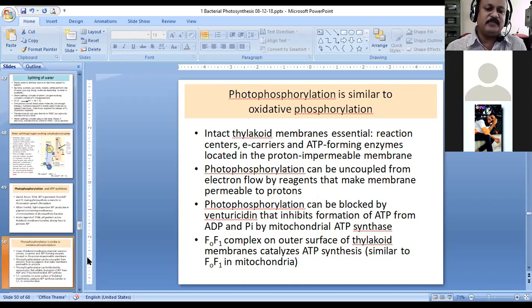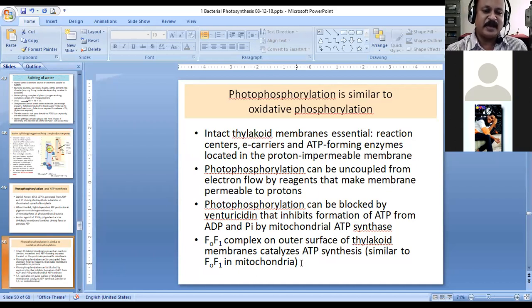Then there is one chemical which is called venturicidin. Now this venturicidin inhibits the ATP synthase enzyme, and therefore it inhibits the formation of ATP. Now this same chemical can block ATP synthesis in photosynthetic organisms, and it can also block ATP synthesis in the aerobically respiring organisms. Is it okay? Yes, sir.